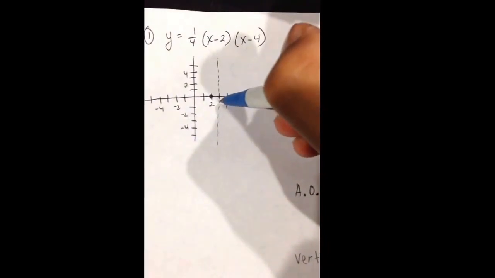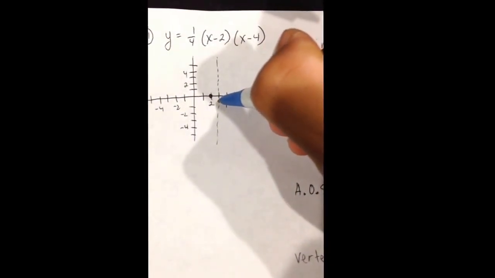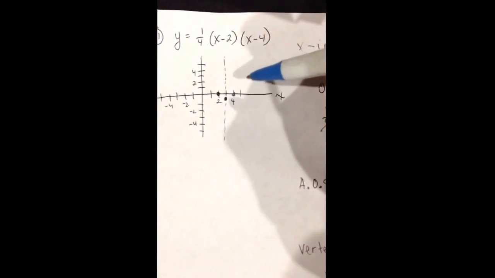So 3 and -1/4 is slightly below, which is right here. So that's your vertex.